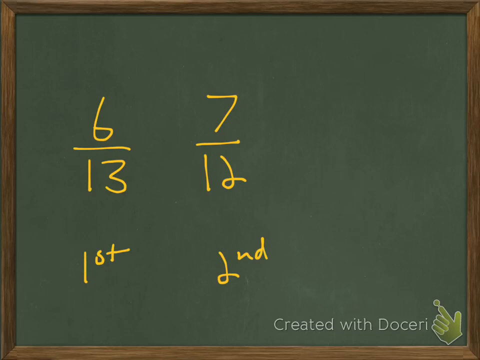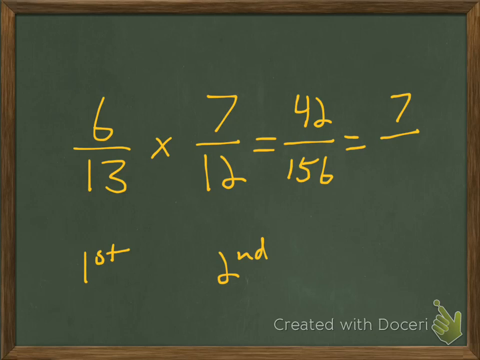Now that we have this, we can go ahead and multiply it. 6 times 7 is 42. 13 times 12 is 156. Alright. This can be reduced by 6. So that would give me 7 over, what's 156 divided by 6? 26. So 7 over 26.